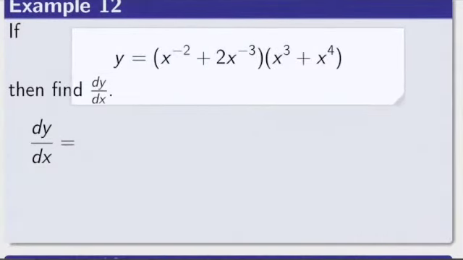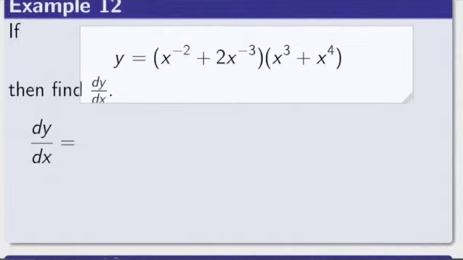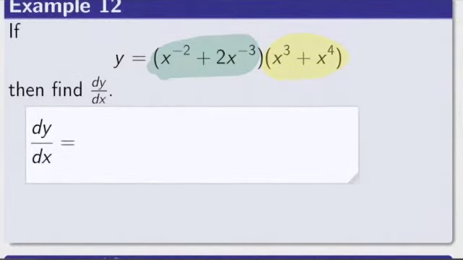Example 12. Again we have y expressed as a product of two functions. This is function 1 marked in green, function 2 colored in yellow. So we could write the derivative of y with respect to x by applying the product rule. We take the first function, which is the one colored in green, multiplied by the derivative of the second function.